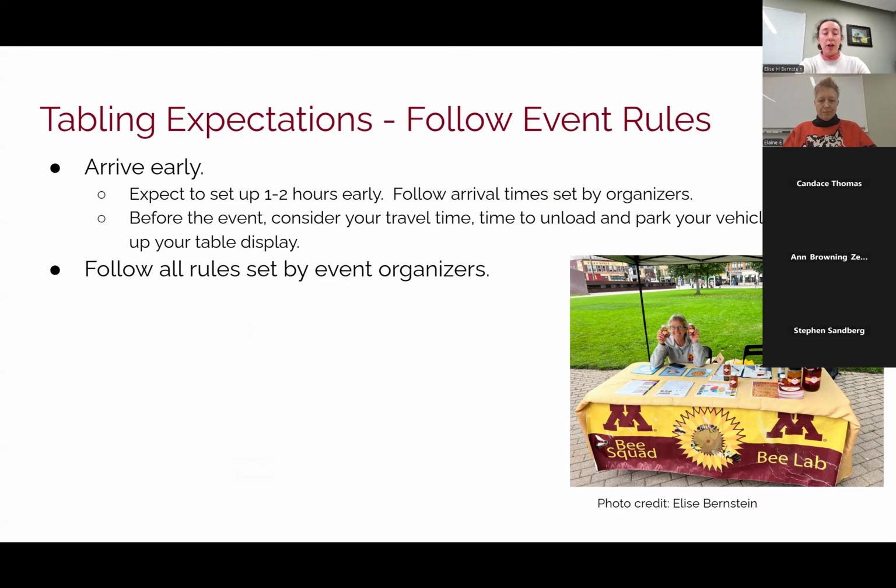Then again, follow all rules set by event organizers. Some of them will require proper signage. We have a few banners here in the Bee Lab. If you're in the Twin Cities, we might be able to let you borrow these. Otherwise, we have those different flyers that I showed, and we can help come up with some signage if you need some for your booth.